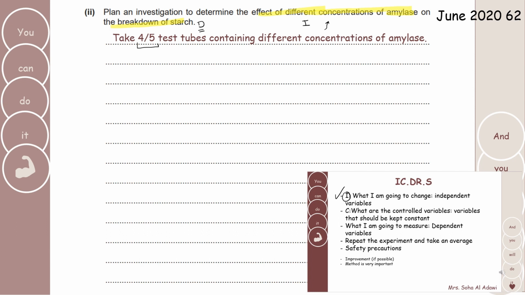And then we're going to move to the controlled variable, and make sure to mention at least 2 controlled variables. So all the variables should be kept constant except for the independent one, the different concentrations of amylase. So what do you think we are going to keep constant here? Yes, exactly. So first of all, we have to keep constant the concentration of starch.